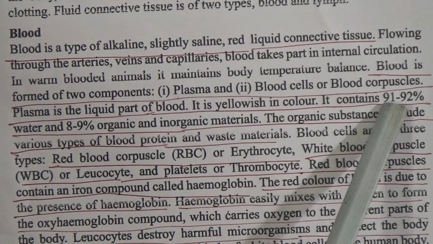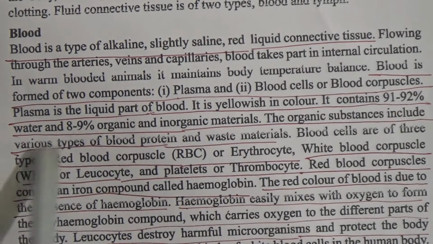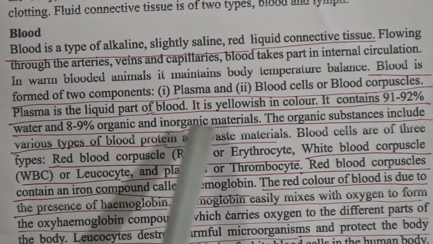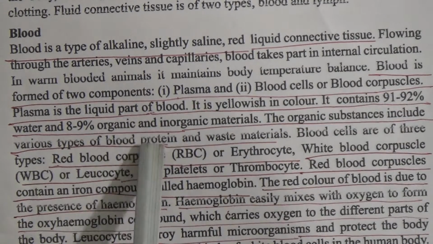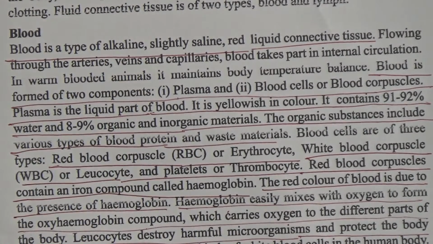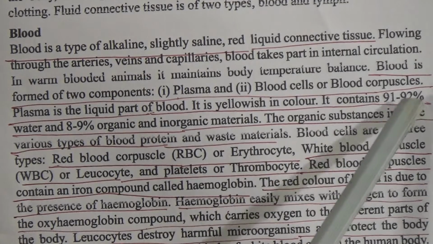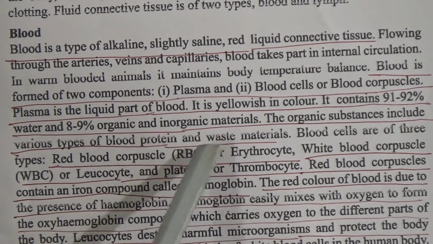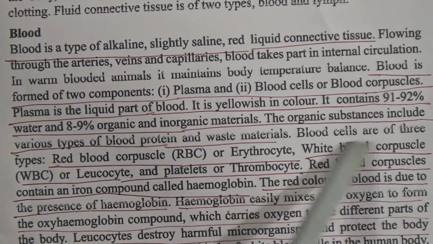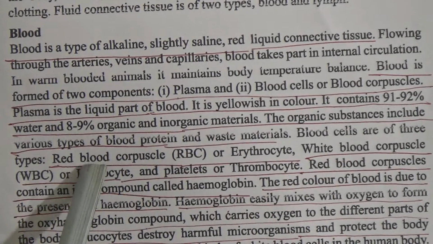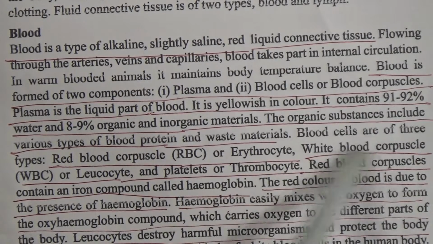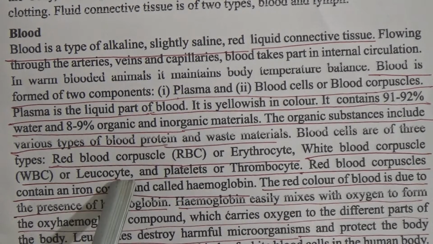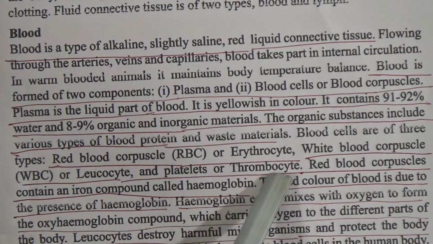It contains 91 to 92% water and 8 to 9% organic or inorganic materials. The organic substances include various types of blood proteins and waste materials. Blood cells are of three types: red blood corpuscles or erythrocytes, white blood corpuscles or leukocytes, and platelets or thrombocytes.